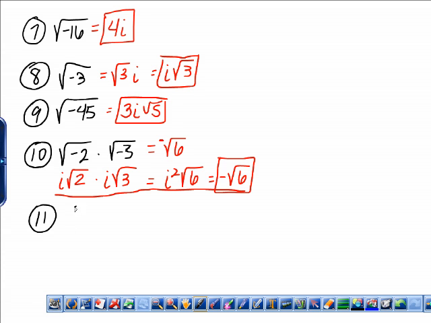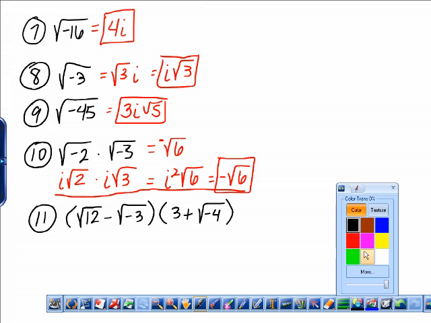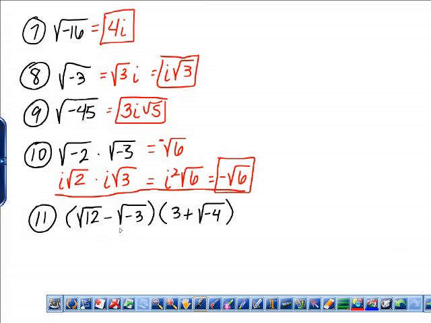Okay, let's say we had the square root of 12 minus the square root of negative 3, and then we have 3 plus the square root of negative 4. Just for the same reason as in the last problem, you don't want to just start FOILing this out. You actually want to go ahead and deal with these imaginary numbers first, and we want to write this. You can go ahead and write the square root of 12 as 2 root 3. I think that would be okay. And then minus i root 3, and then times 3 plus 2i. You could kind of combine these, but it would be a strange number because it would be parentheses 2 minus i root 3. So at this point, you can FOIL it out.